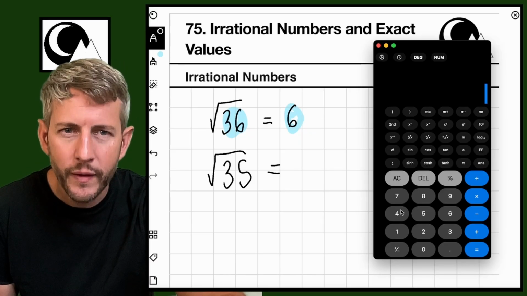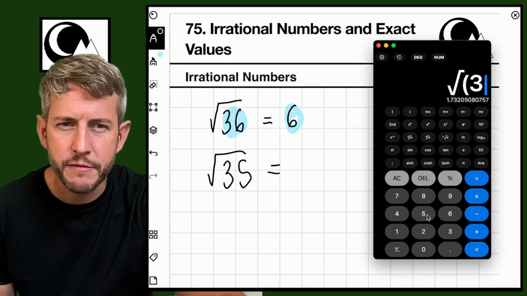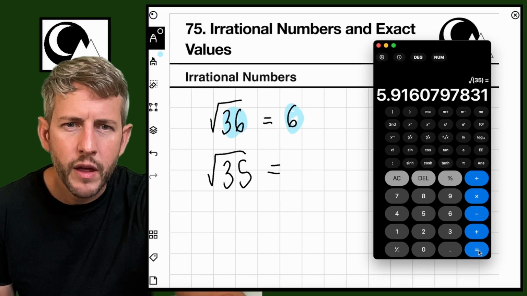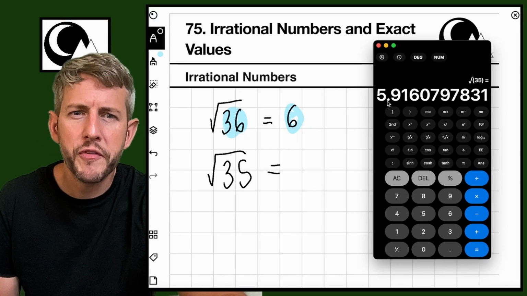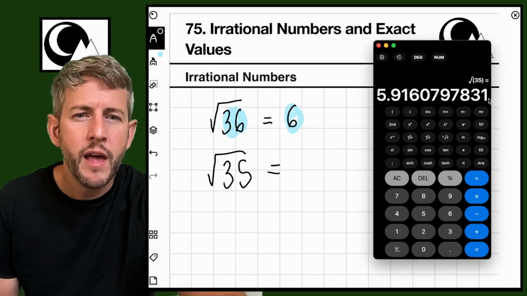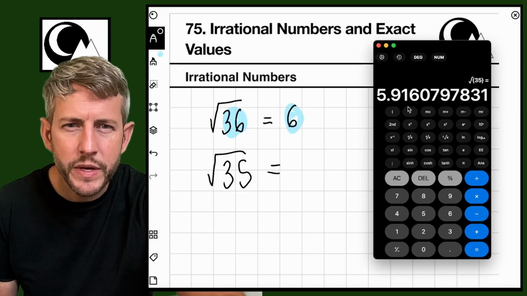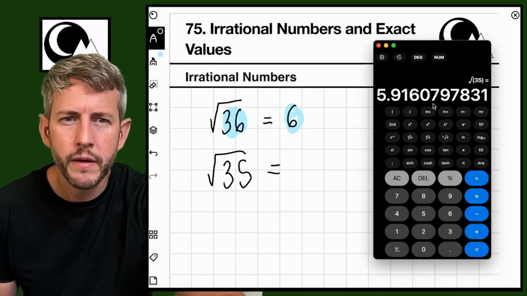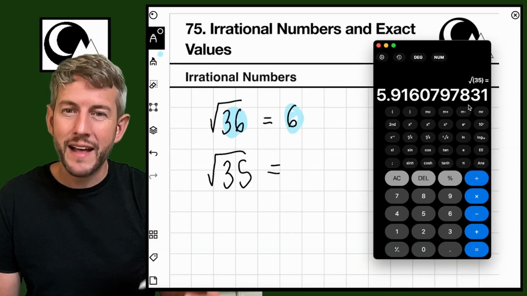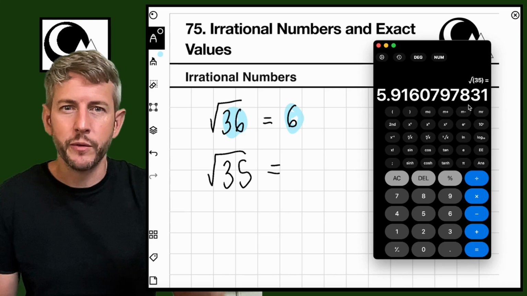So let's work out here. We've got the calculator. So I'm going to put the square root symbol there. And then let's try root 35. Here we go. Root 35. And we can see that this is 5.916079783. And we've already got enough information here to tell us that this number is irrational because we can see after this 7 becomes a 9, but after this 7 is an 8. So there's no pattern to these numbers. So we'll say that root 35 is irrational.